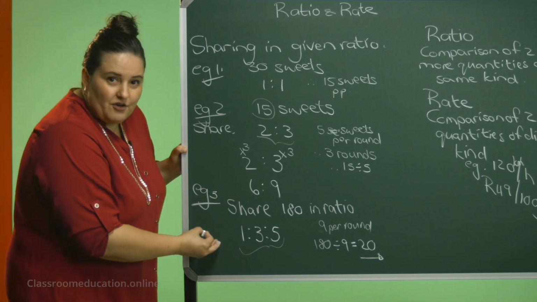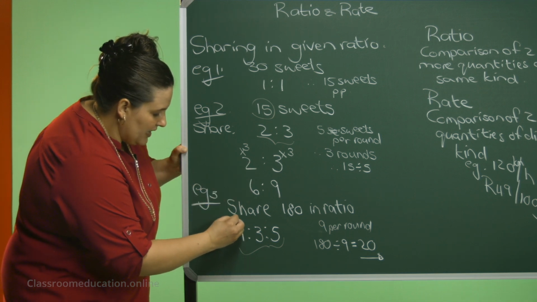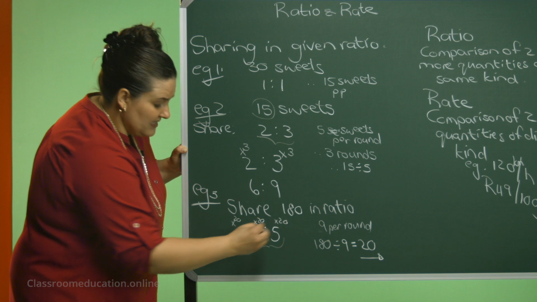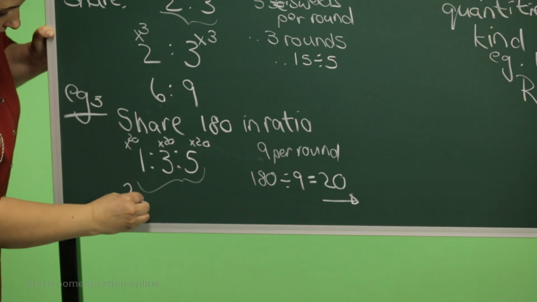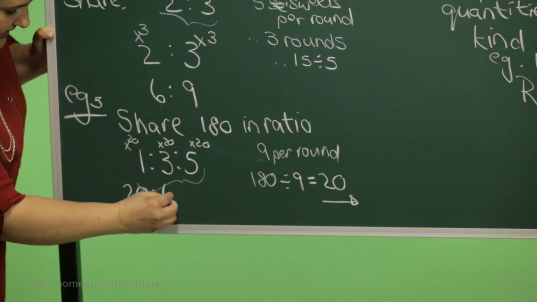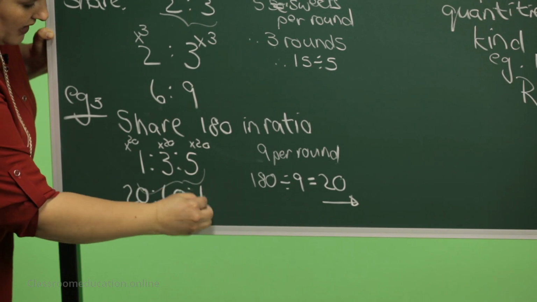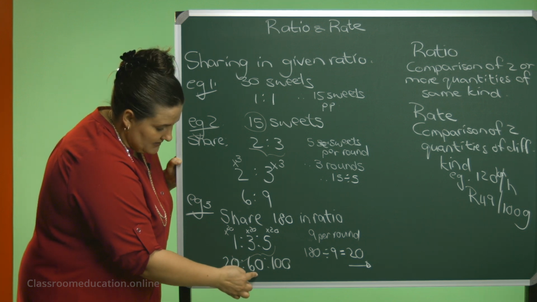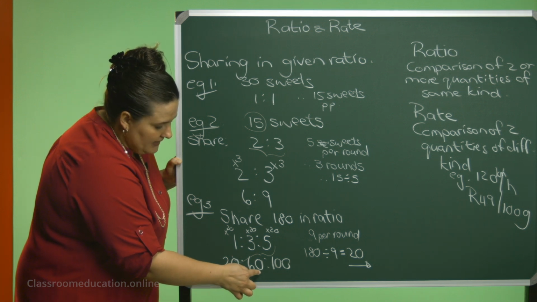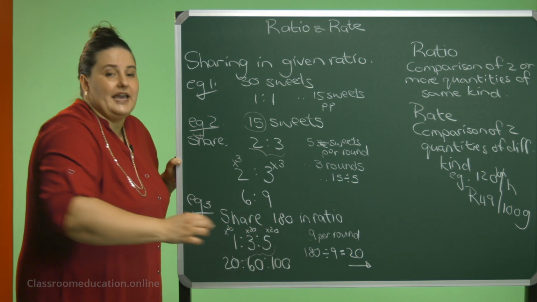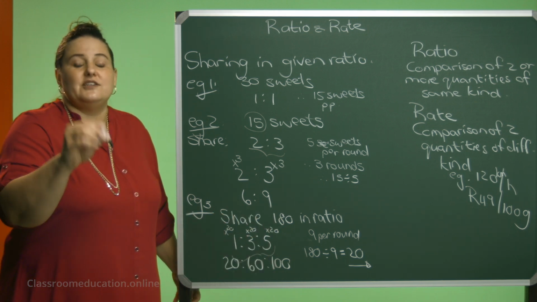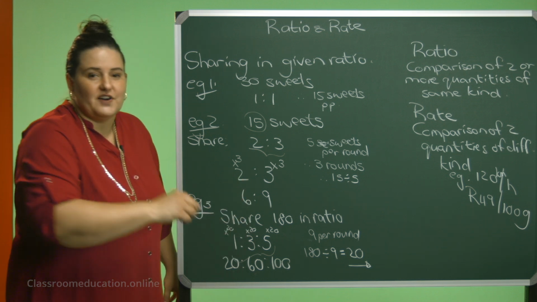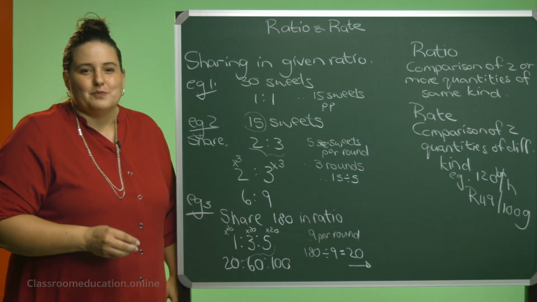Then go back to your ratio and multiply each one of those by 20. So I will end up with 20 to 60 to 100. Add them up. 20 plus 60 is 80. 80 plus 100 is 180. And we have shared 180 in the ratio 1 to 3 to 5. I hope that this makes sense to you.